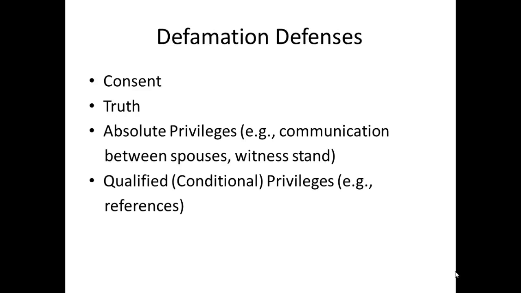Other defenses to defamation would be absolute privileges and conditional, in other words, qualified privileges. Let's take a look at absolute privileges first. These protect the defendant regardless of motive or intent, and these would include communications between spouses and the three governmental branches, including when you're on the witness stand. So what the law is saying is that we want to be able to encourage communication between spouses without having to worry about one spouse or the other making a defamatory statement.